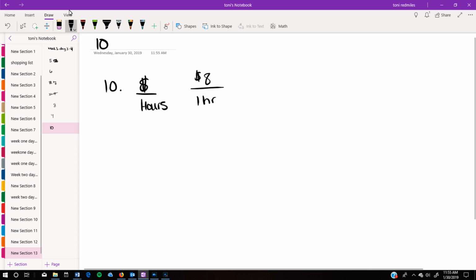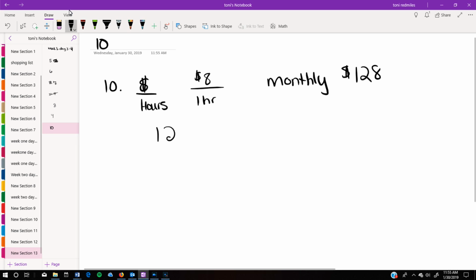Each month she earns, her monthly earnings are $128. So she's obviously not working that much. How many hours does she work each month? So first we got to figure out how much she works in a month. How many hours? All right.